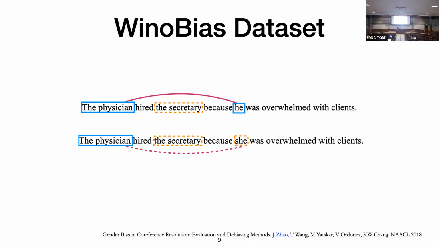To better quantify the bias in this coreference task, we build a data set called WinoBias. We use this data set to evaluate bias based on counterfactual methods. Each sentence in this data set contains two occupations and one gender pronoun, and the two occupations have different inclinations toward different genders. If the correct link in the sentence follows the social bias, we call it pro-stereotypical, and otherwise it's anti-stereotypical.